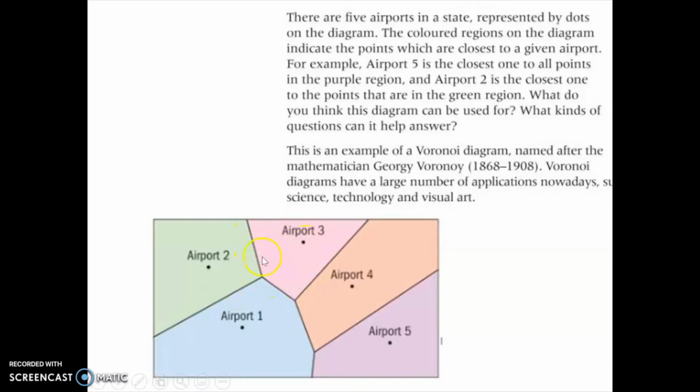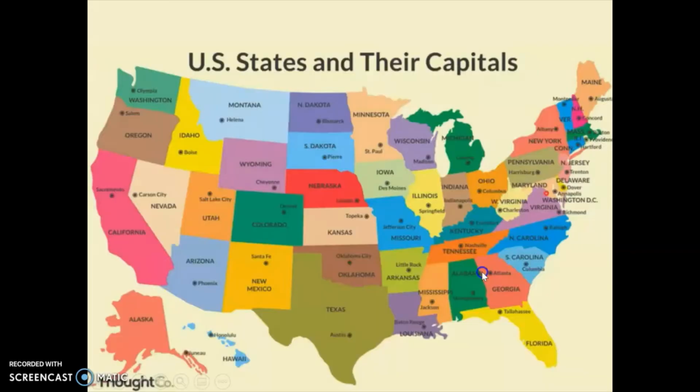So a Voronoi diagram gives us those exact boundaries where everything within a zone is closest to that point in that zone. These were developed by somebody named Georgi Voronoi, who lived between these years. These diagrams have a large number of applications in science, technology, visual art, and so on. For example, in this airport example, if you wanted to say, I live somewhere in a city, I want to know what my closest airport is, you can divide the city into these zones, and then you'll know, if you live within that zone, where your closest airport is. All right, let's move on from there.